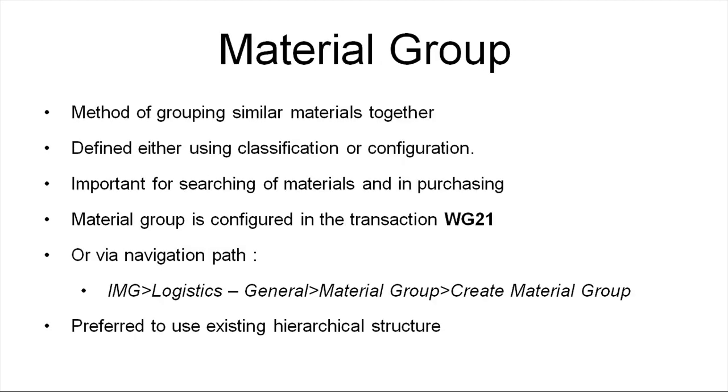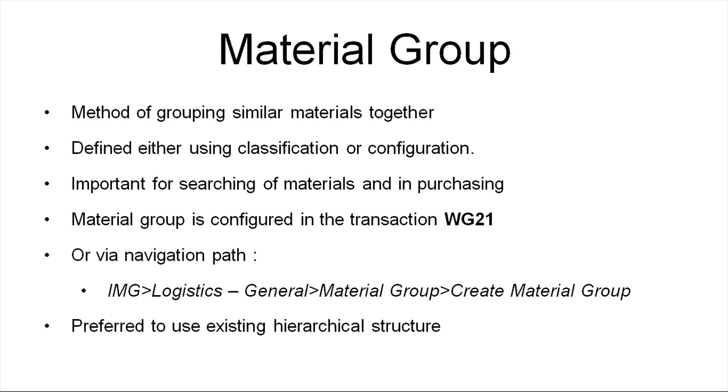Material group represents a method of grouping similar materials together. It can be defined either using classification or configuration. It is not only important for searching of materials but also aids in other areas such as purchasing. A purchase information record can be created without a material number, but it requires a material group and vendor. Material group and vendor information is used when in-house processed material is sent to a vendor for further processing.